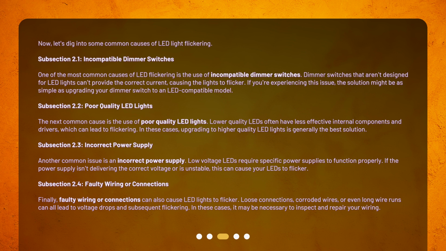Subsection 2.4. Faulty wiring or connections. Finally, faulty wiring or connections can also cause LED lights to flicker. Loose connections, corroded wires, or even long wire runs can all lead to voltage drops and subsequent flickering. In these cases, it may be necessary to inspect and repair your wiring.